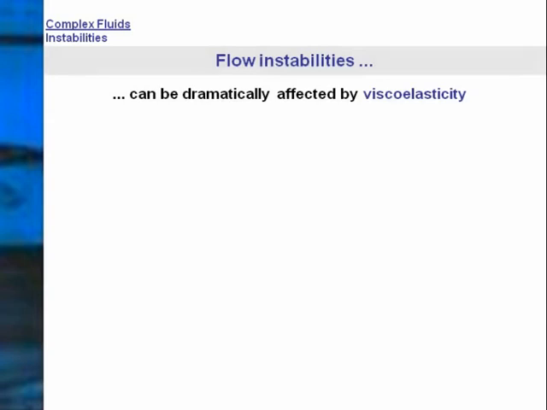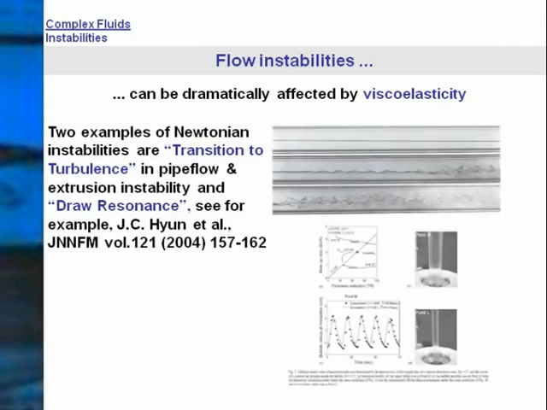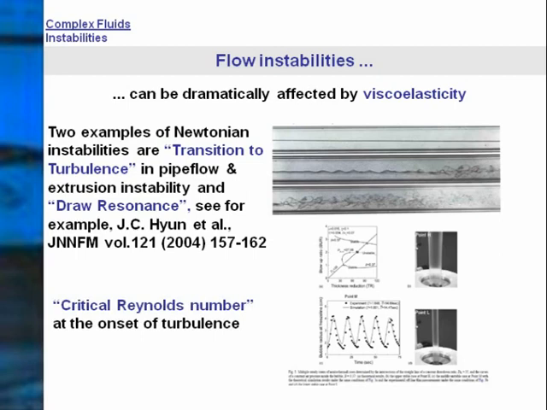There is no doubt that flow instabilities can be dramatically affected by viscoelasticity. Of course, in some notable circumstances, important instabilities can occur even in Newtonian liquids. The transition to turbulence in pipe flow and the extrusion instability known as draw resonance are two obvious examples. These require the flow to reach a critical strength before setting in. So, for example, one talks of the critical Reynolds number at the onset of turbulence.